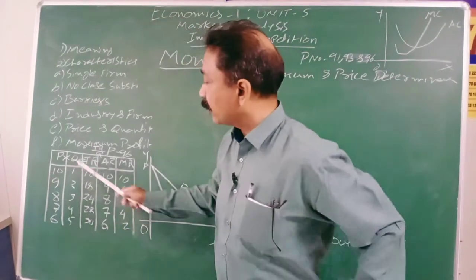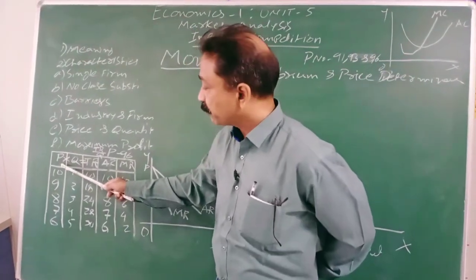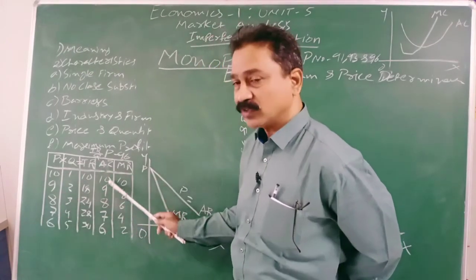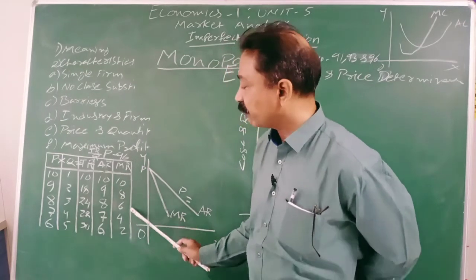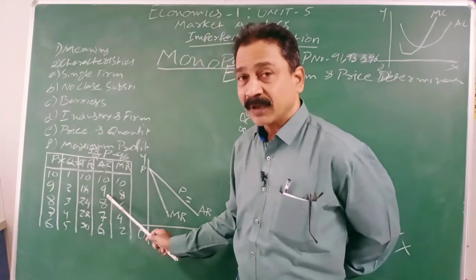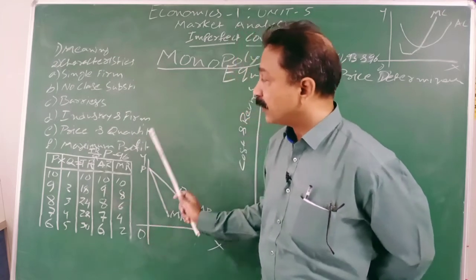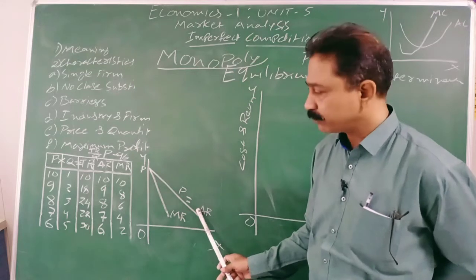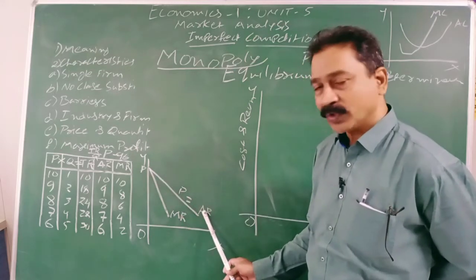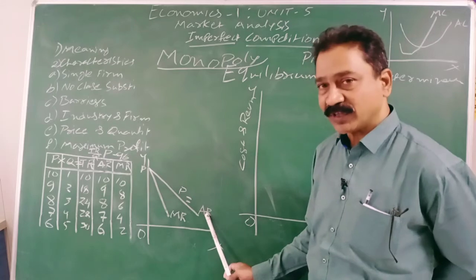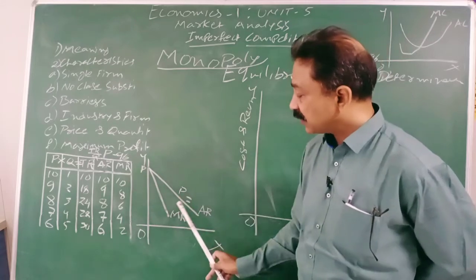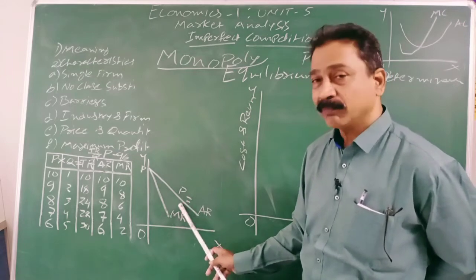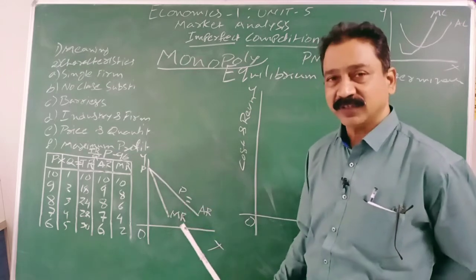See here, whether it is perfect competition or imperfect competition, price equals average revenue. Price and average revenue are always equal, but marginal revenue will be less than average revenue in imperfect competition. That can be shown with the help of this graph. See, P is equal to AR, price is equal to average revenue, and marginal revenue is less than average revenue, or price and average revenue are greater than marginal revenue. The graph will be like this.